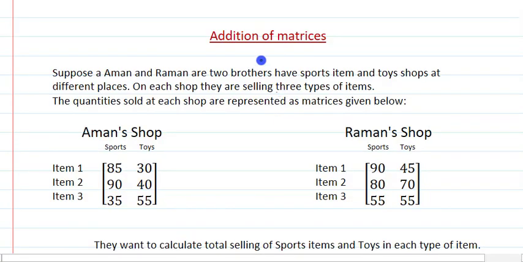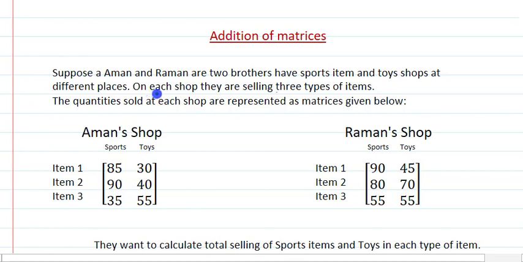Let us begin with addition of matrices. To understand addition of matrices, let me take one problem in front of you. Suppose there are two friends, Aman and Raman, and they have shops at different places. They sell two types of things: sports items and toys at their shops.